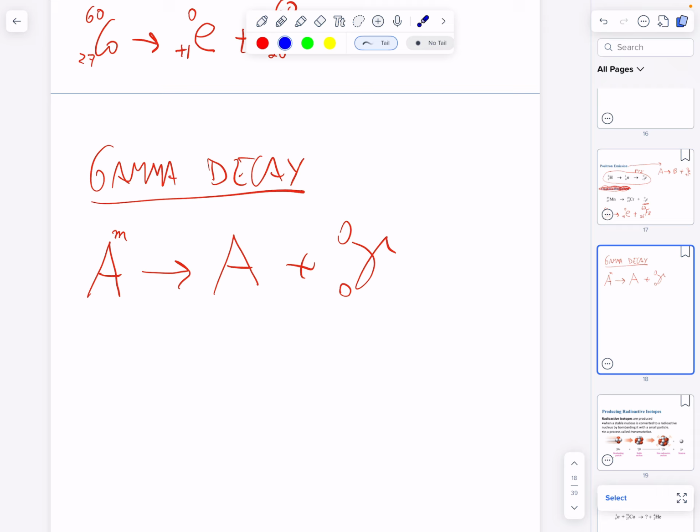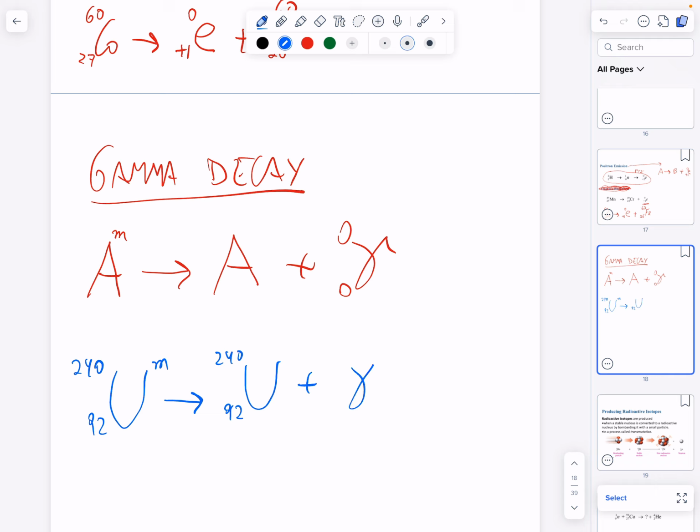Typical example, the uranium, right? Uranium 92. Let me see what you have for uranium. Let's say 240. This is metastable. I mean that uranium is unstable right now, so it's going to explode into the same uranium plus gamma ray, that is a lot of energy.